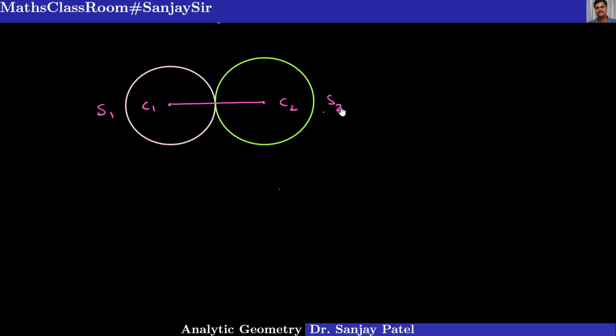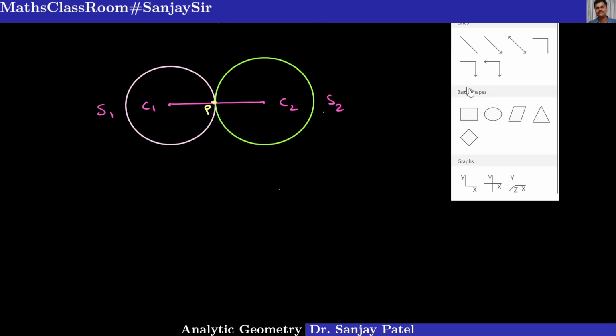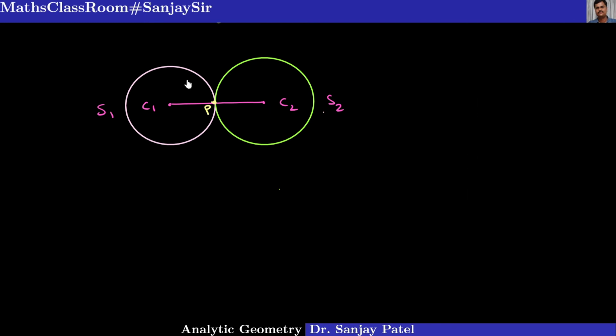What we can do here is some additional thing which is asked in the problem, that is also to find the point of contact. We have to find this point at which the two spheres are touching each other. So I want to find the point P of contact, and also I want to find the equation of the tangent plane at this point.